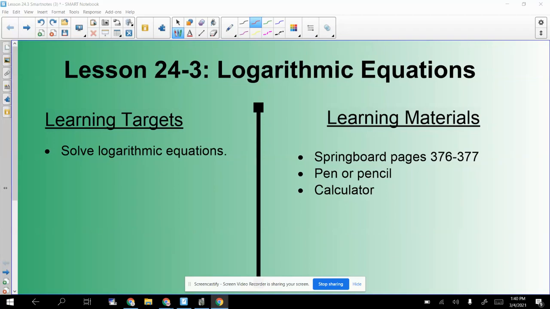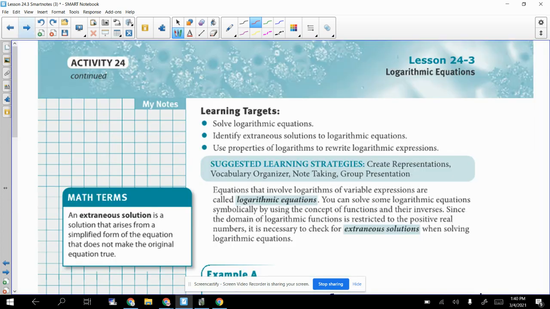This one is going to be in your Springboard book on pages 376 and 377. You'll want a pen or a pencil and your calculator because we are going to be solving logarithmic equations. Okay, so let's get started.